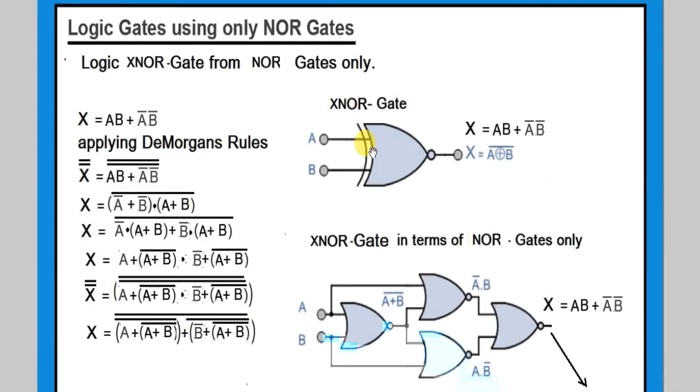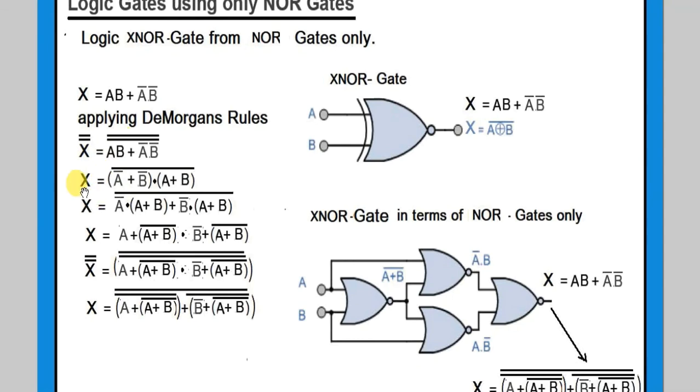This is the logic exclusive NOR gate from NOR gates only. This is the exclusive NOR gate typical expression, and the exclusive NOR gate is given by X equals AB plus A complement B complement. Applying De Morgan's theorem, double complement, the first complement will drop over here and convert first this sum to product, and then individual complements these products to sums. So A complement plus B complement and A plus B.